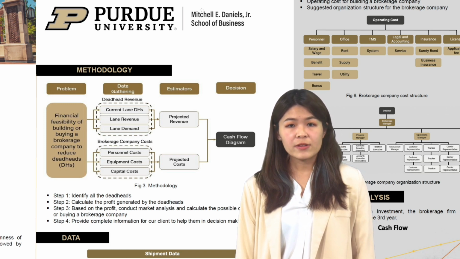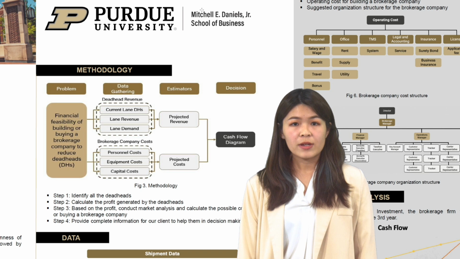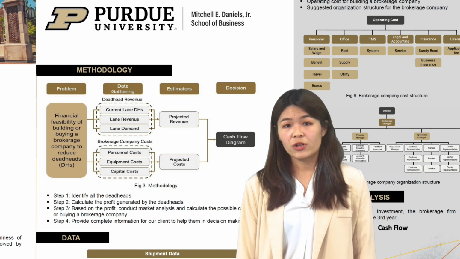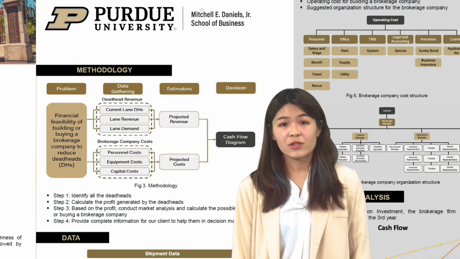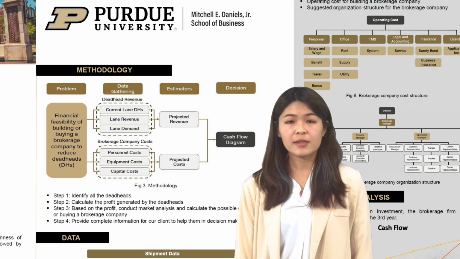So after calculating these two groups of data, we got two estimators. One is the projected revenue and the other is the projected cost. We combined these two to draw a cash flow diagram to see whether we should recommend our client to build a brokerage company.